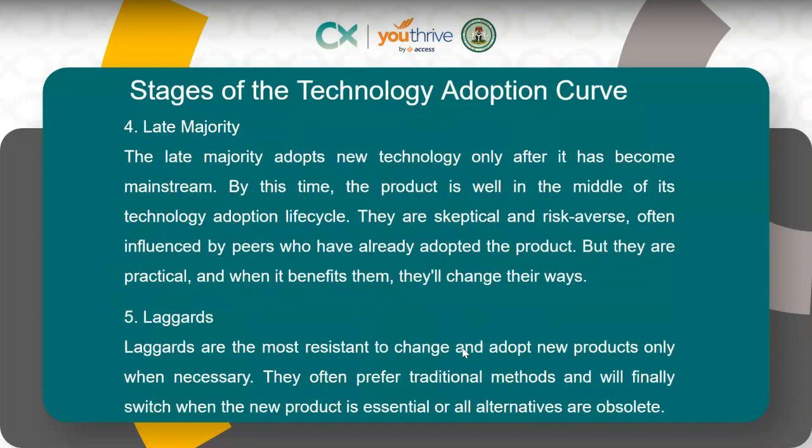All right. So then we have the late majorities. These are people who try a new product after it has become mainstream. By this time, the product is well in the middle of the technology adoption lifecycle. These people are skeptical, risk averse, often influenced by peers who have already adopted the product, but they are practical, and when it benefits them, they will change their mind.